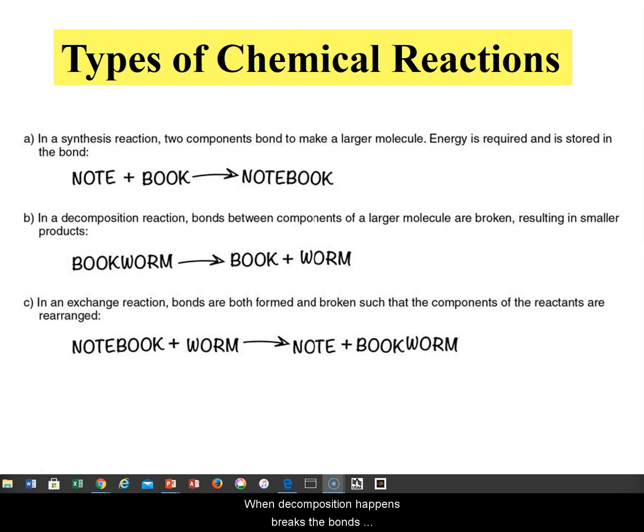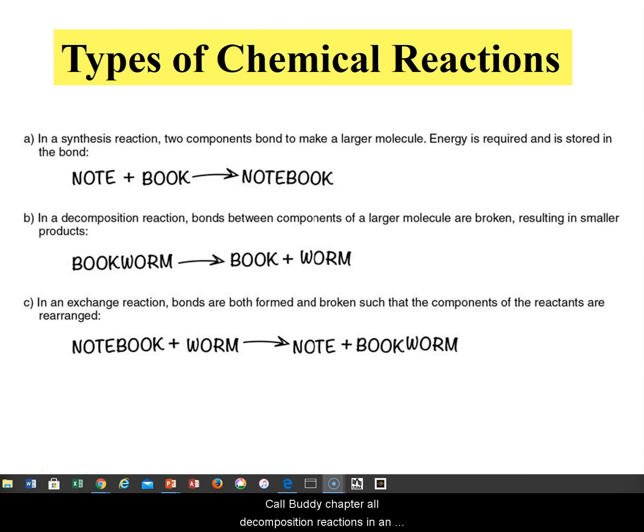When decomposition happens, it breaks the bonds within the larger molecules to form smaller atoms, ions, and molecules, and releases energy, so it's exothermic. It's a common type, and an example would be hydrolysis. Hydro, water, lyse, break apart. So in this part of the reaction, you have to have water, and it helps to break this molecule down. So it's called hydrolysis. Ionic components of water are added to the products.